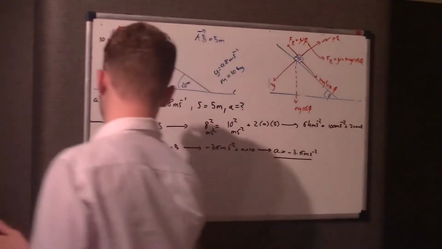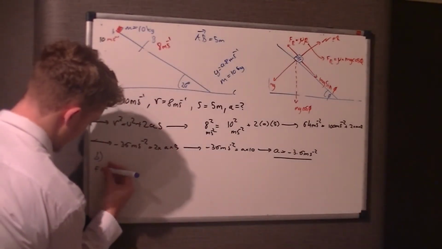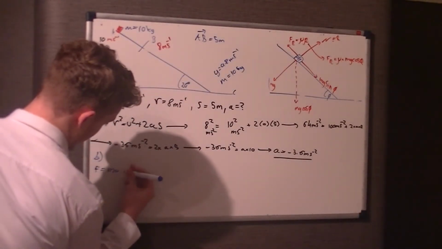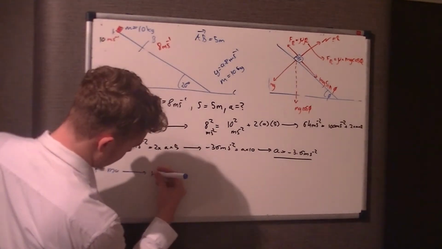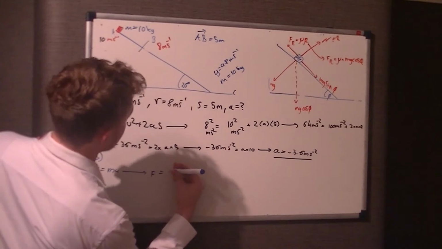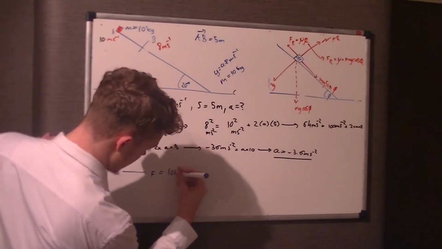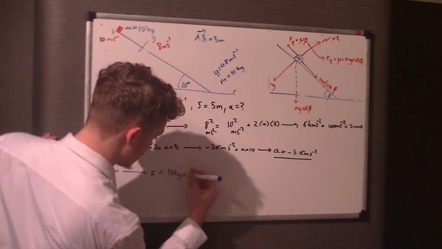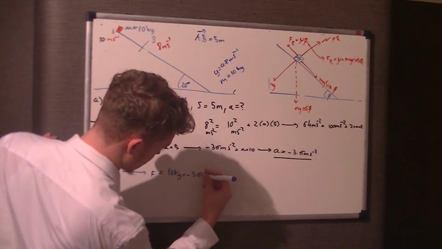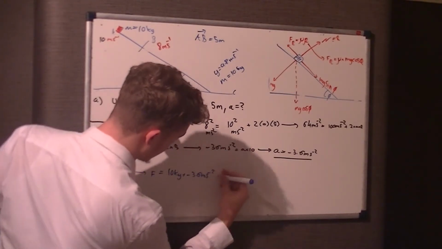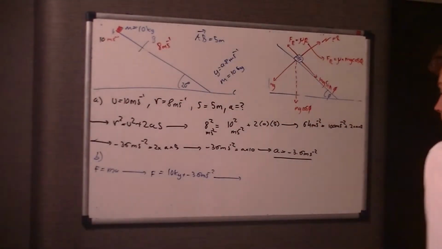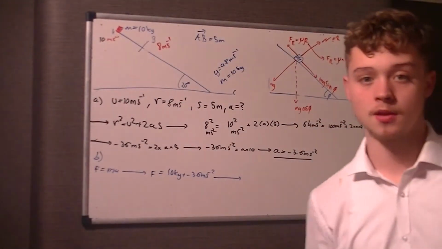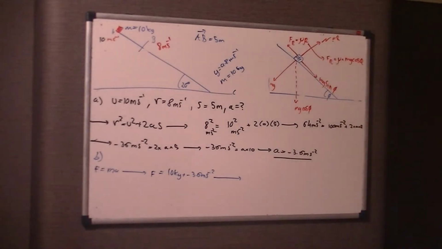So going back all the way, the first thing I'd write is F equals ma. Now you know what a is, and you know what m is, so you could put F equals the mass of 10 kg times negative 3.6 meters per second squared. You could work that out, but I'm going to keep it as 10 kg times minus 3.6 meters per second squared, because hopefully you get the idea of where this is coming from.